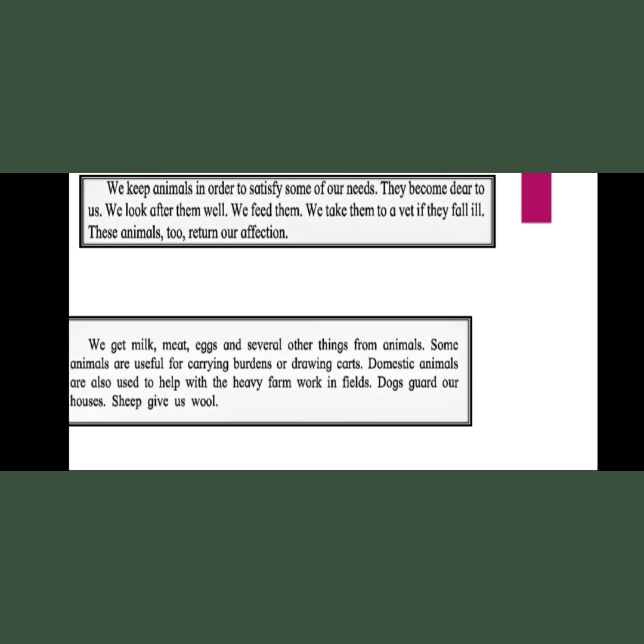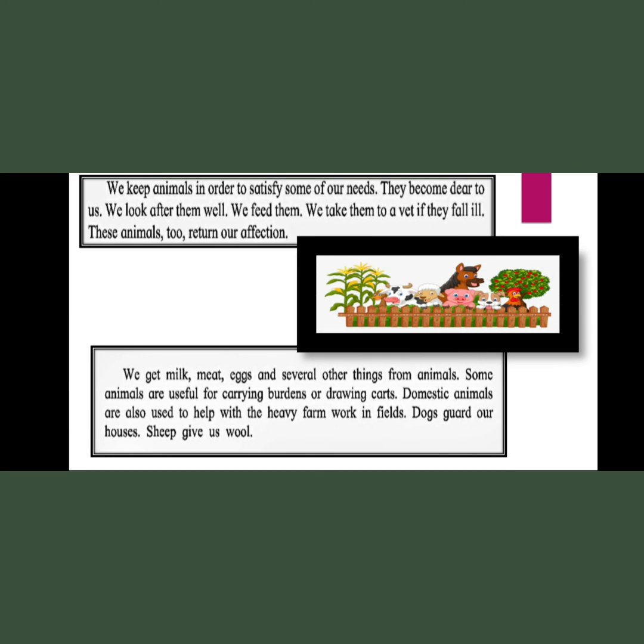We keep animals in order to satisfy some of our needs. They become dear to us. We look after them well, we feed them, we take them to a vet if they fall ill. These animals too return our affection. We get milk, meat, eggs, and several other things from animals. Some animals are useful for carrying burdens or drawing carts. Domestic animals are also used to help with the heavy farm work in fields.